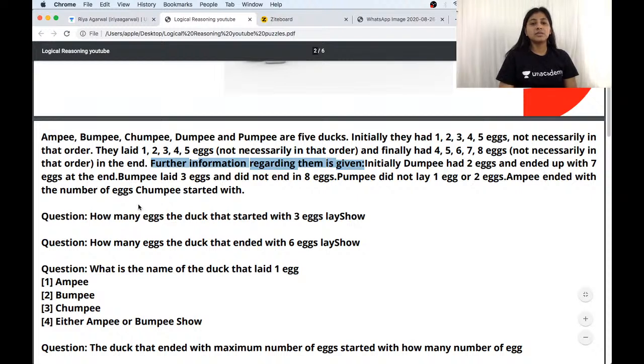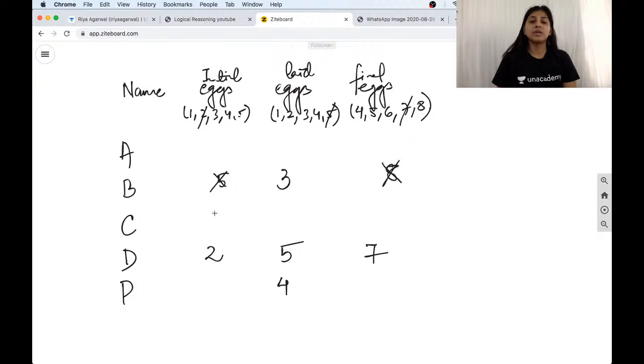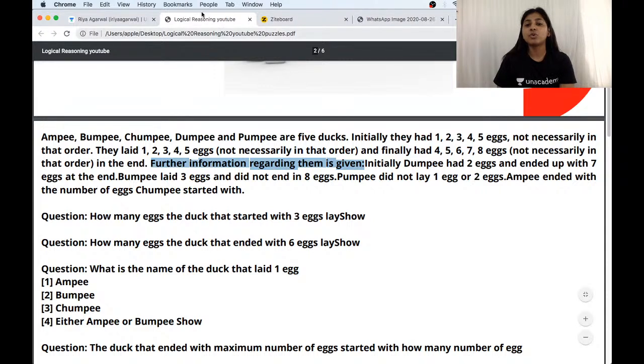Pumpy ended with the number of eggs Chumpy started with. Now, how is that possible? Pumpy ended up with the number of eggs that Chumpy started with. So Chumpy's initial value will be Pumpy's final value, which means these two values are the same. If these two values have to be the same, the common values here are only 4 and 4 or 5 and 5. So either this can be 4 and this 4, or this can be 5 and this 5, one of the two. But that's it. We don't have more information.